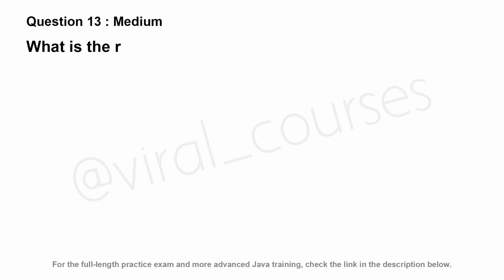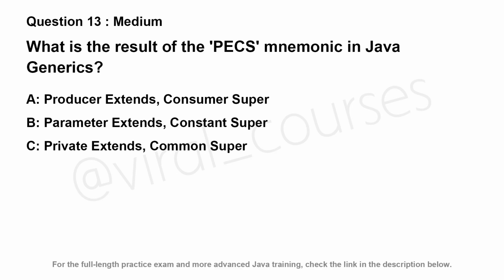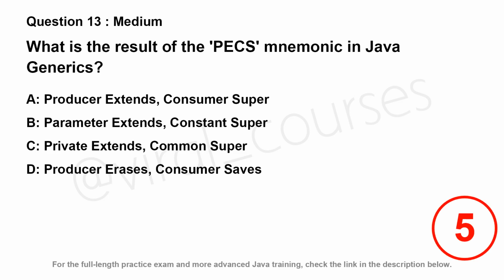What is the result of the PECS mnemonic in Java generics? Option A, producer extends, consumer super. Option B, parameter extends, constant super. Option C, private extends, common super. Option D, producer erases, consumer saves.